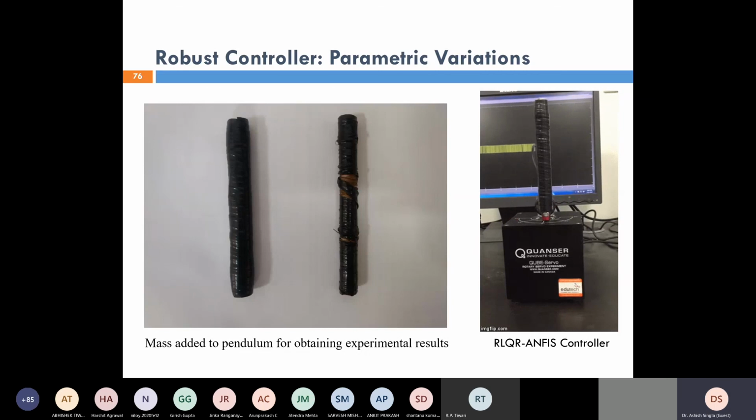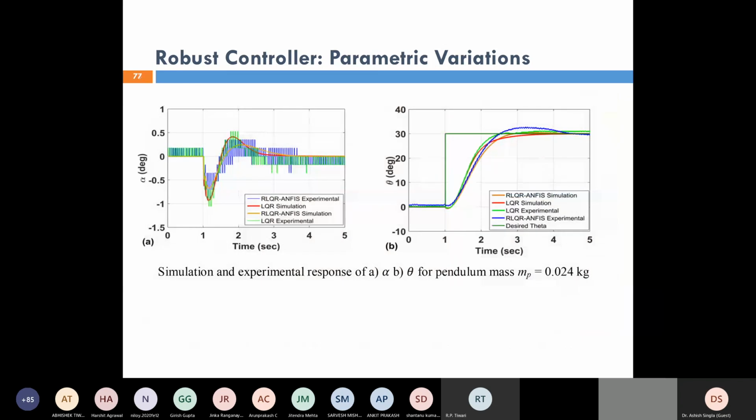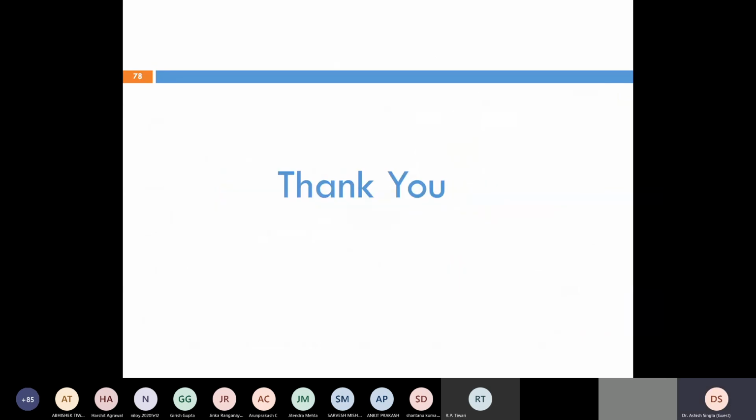So these are different kinds of applications I have shown you from the context of control in robotic or assistive devices, in flexible manipulators, redundant manipulators. Thank you.